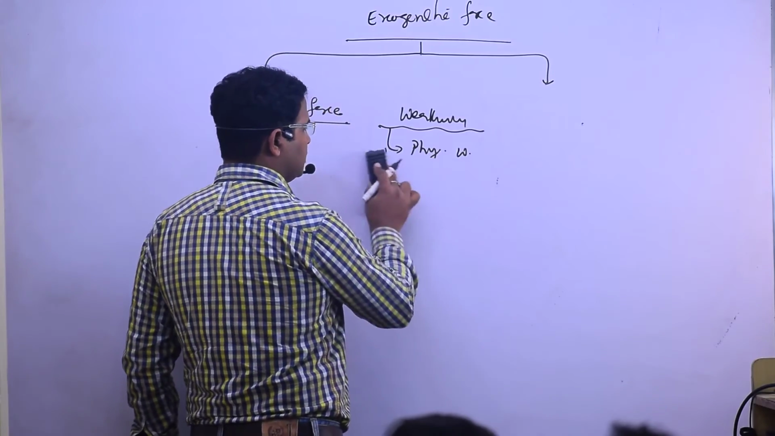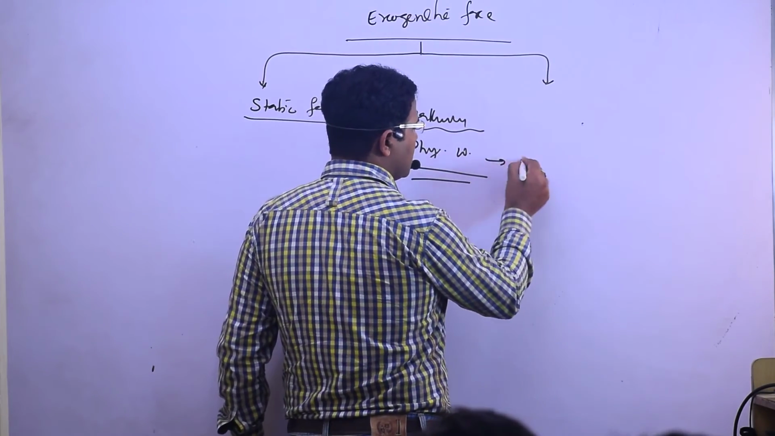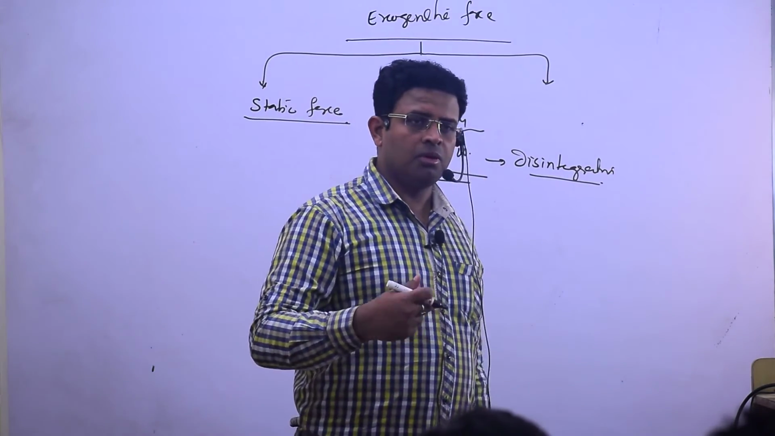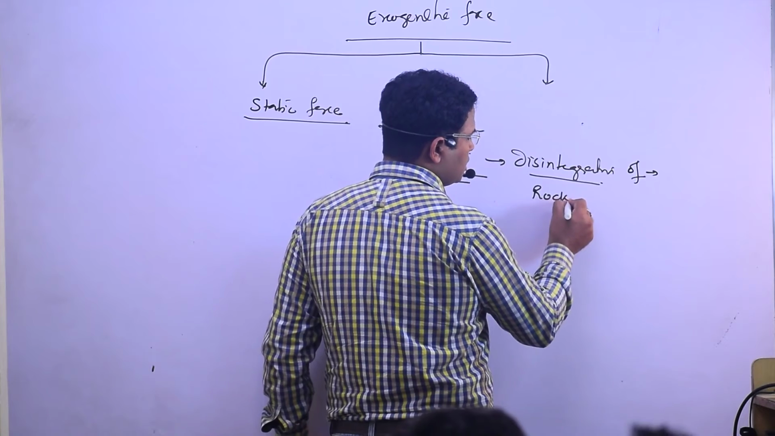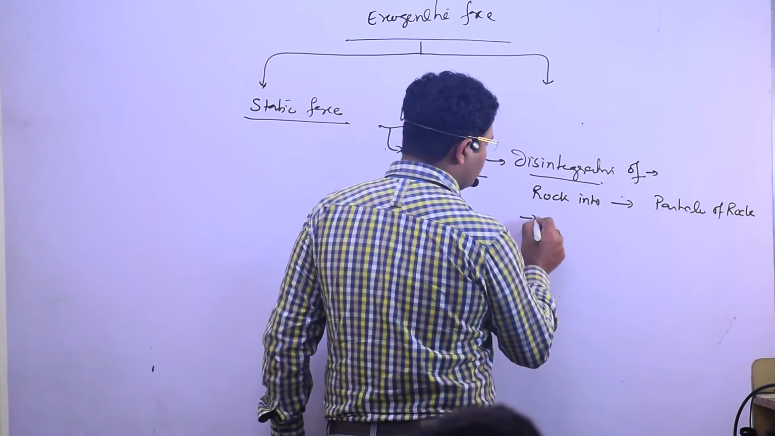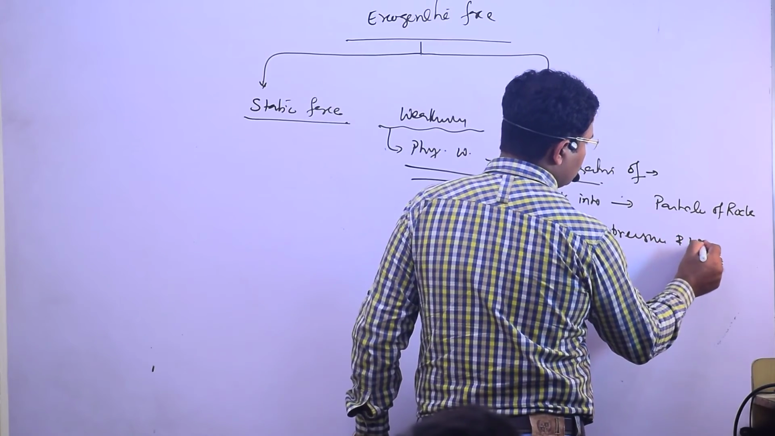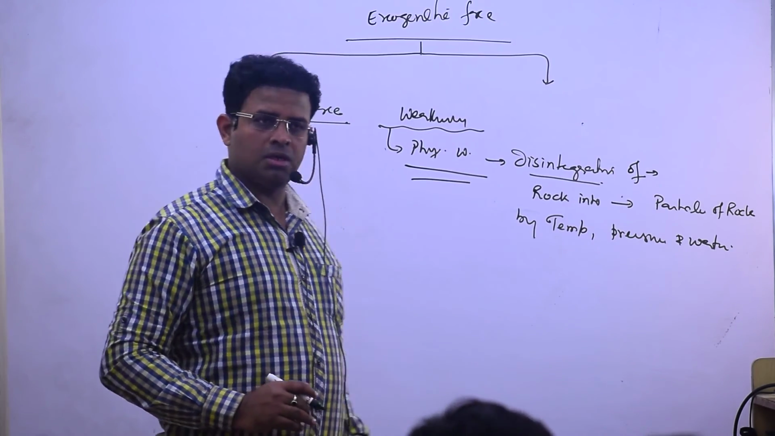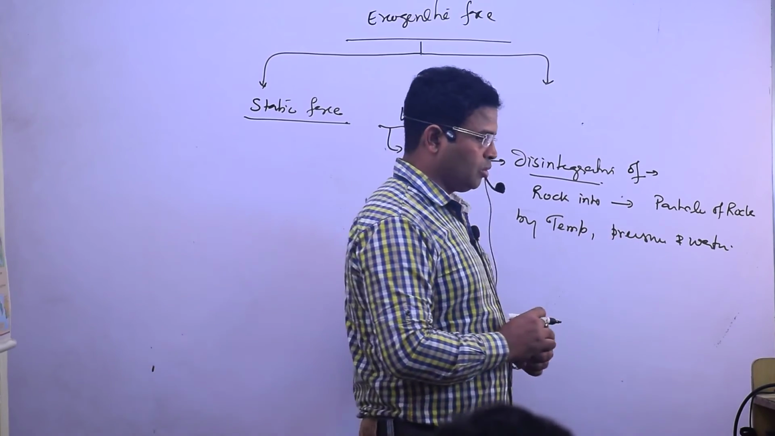Physical weathering. In physical weathering, what is happening? Disintegration is happening. When you break something physically, it is known as disintegration. It is a disintegration of rock into which one? Particles of rock. But what will be involved in this? Temperature, pressure and water. Understood? So physical weathering is a disintegration of rock into particles of rock by temperature, pressure and water.